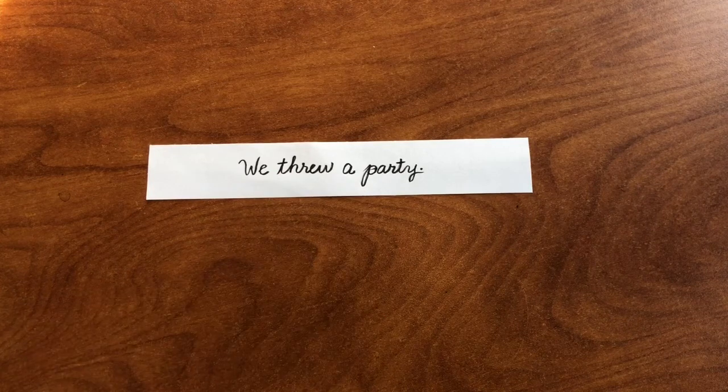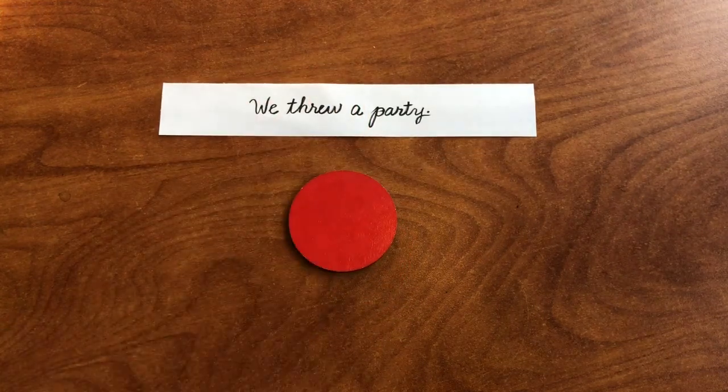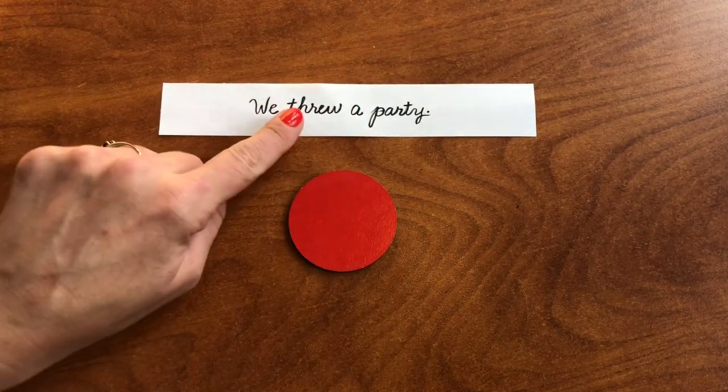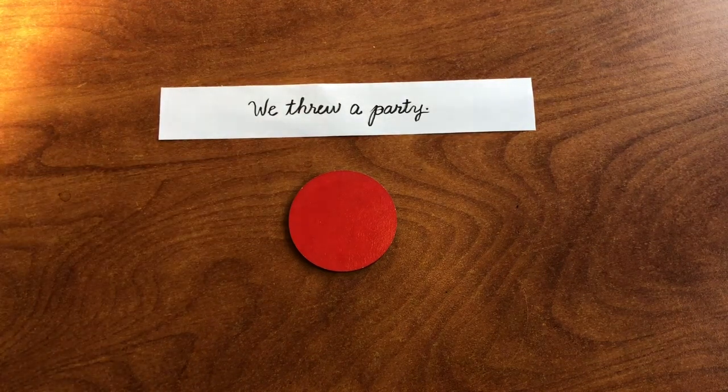We threw a party. What components are there in a simple sentence? How can we break this down? Well, the first thing we want to look at, of course, is the predicate. What is our predicate here? What is the thing being done? This threw. Correct? Something was thrown.